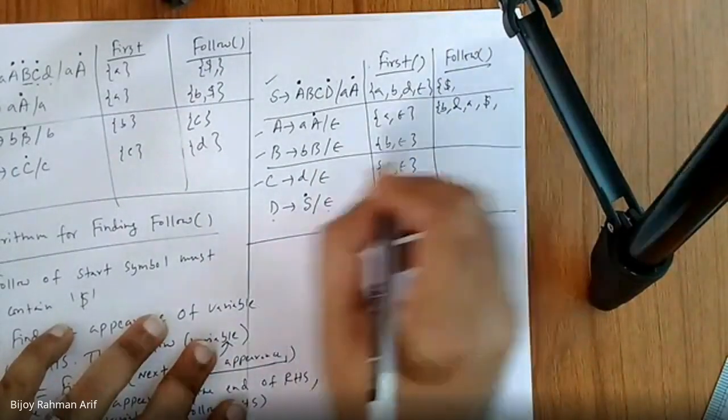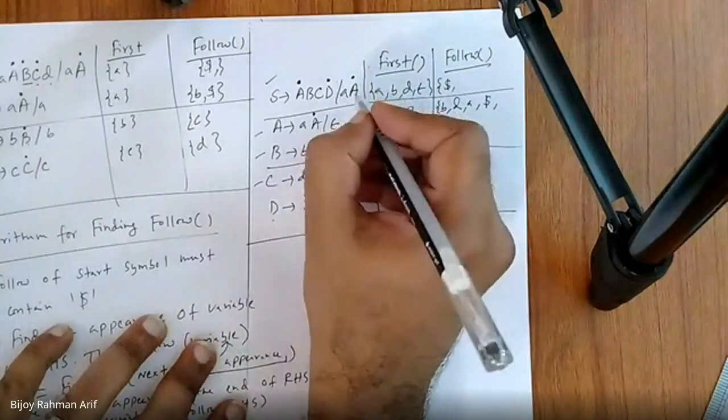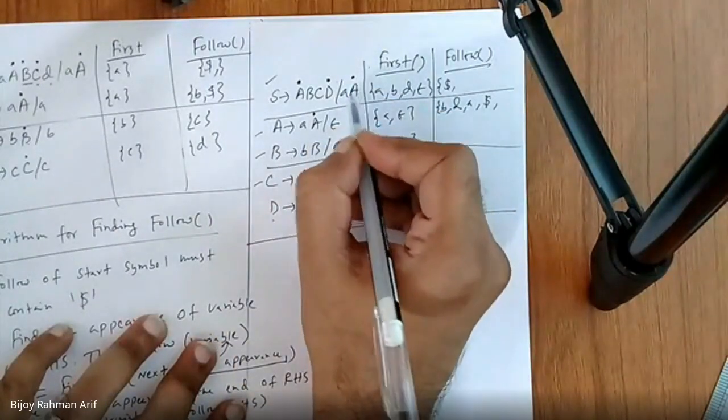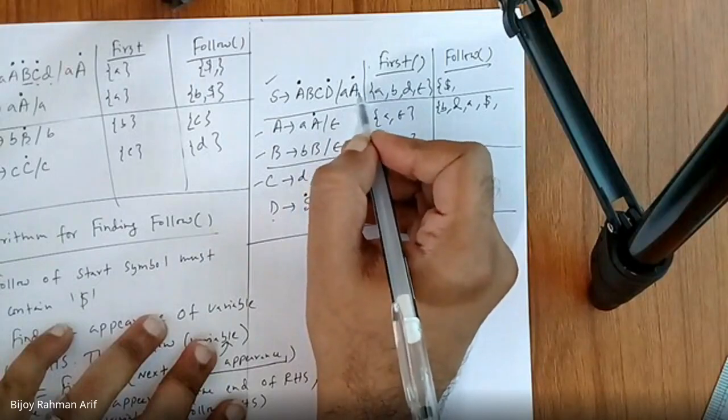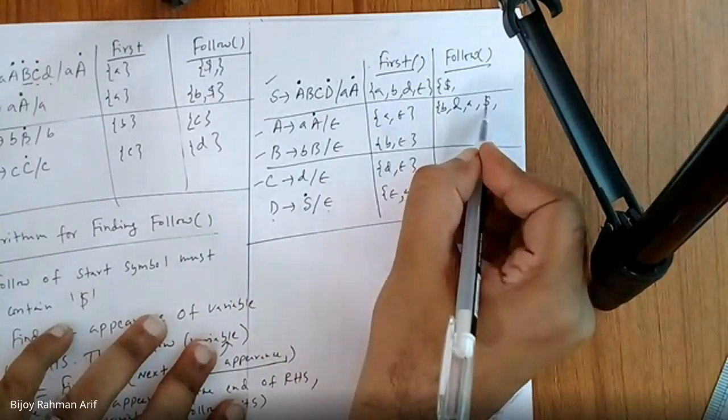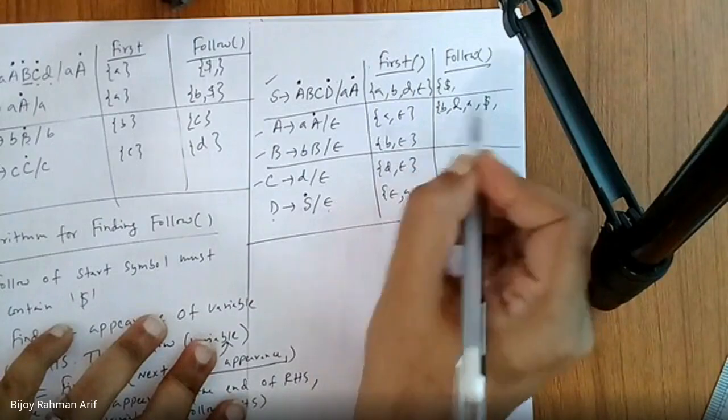Okay, you can stop over here. Now let's go to B. Let's take this production. For this production, A appears at the end. So what is follow of A? According to rule number 3, follow of S. We have already written dollar. Now let's go to B.